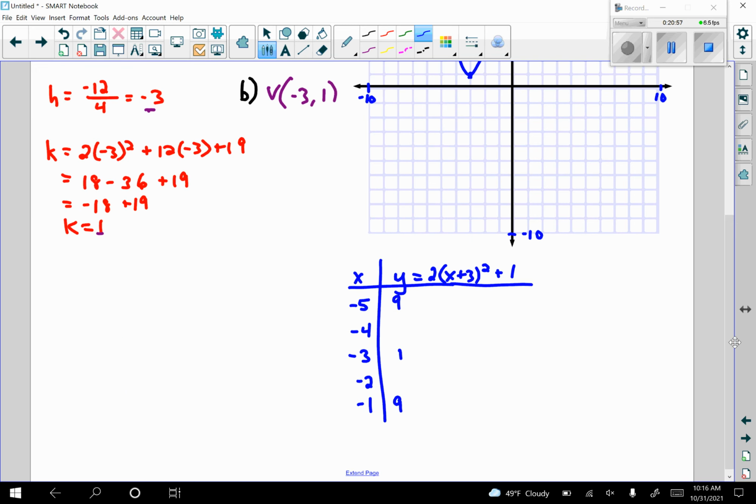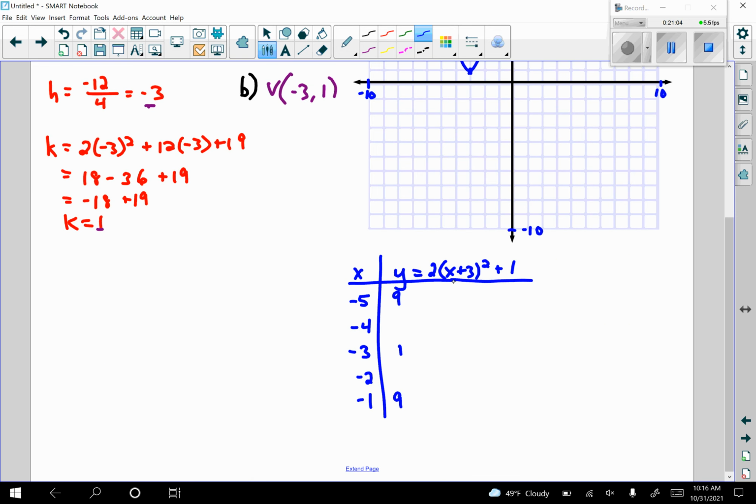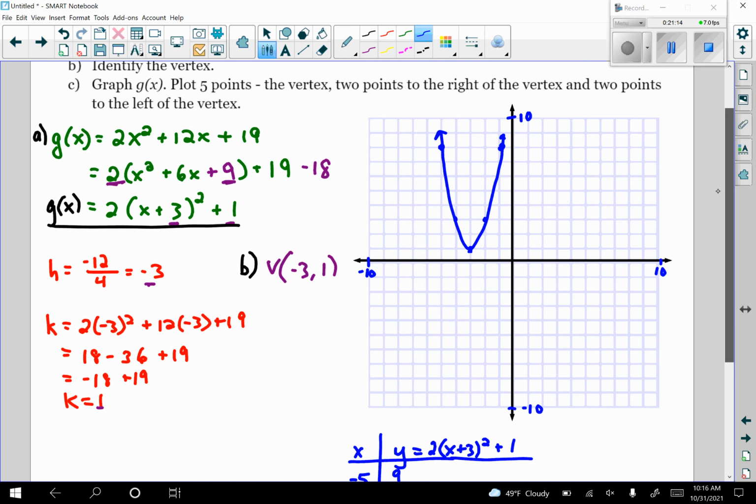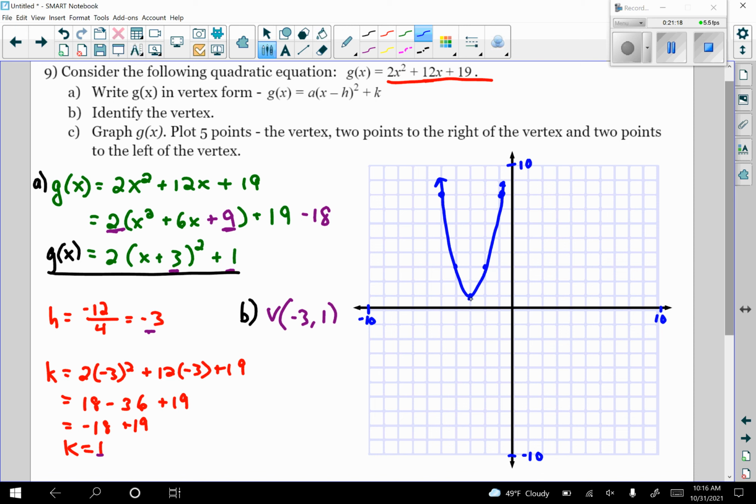-1 would also turn out to be 9 because there's symmetry. So here's my -1, 9. If I substitute in a -4, -4 plus 3 is -1, -1 squared is 1. 1 times 2 is 2, 2 plus 1 is 3. So these should both give me 3. So I have the point -4, 3, which is right here, and -2, 3. So here's part C.